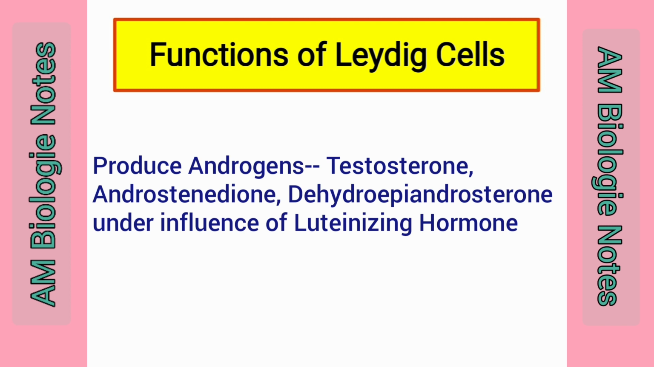Functions of Leydig cells. Leydig cells produce a class of hormones called androgens. They secrete testosterone, androstenedione, and dehydroepiandrosterone when stimulated by the luteinizing hormone. Of them, testosterone is the most important hormone, which promotes development of the secondary male sex characteristics. Testosterone is also necessary for normal sperm development in the adult male.